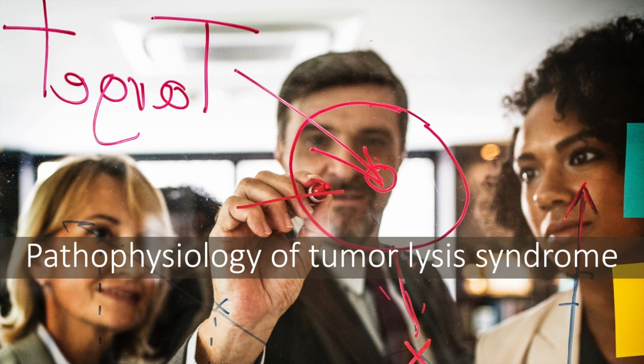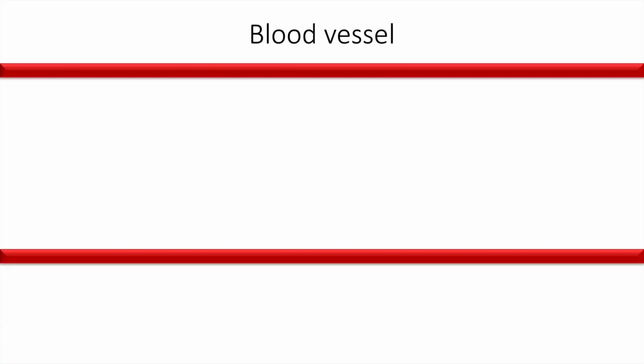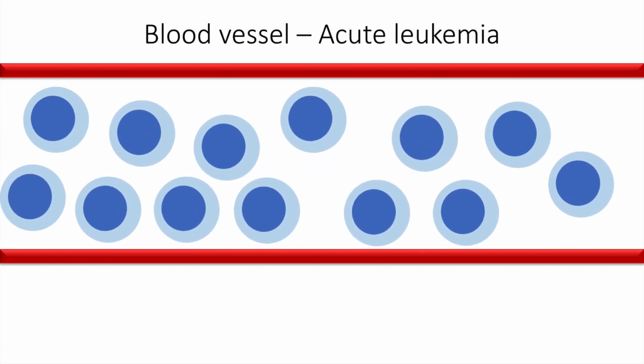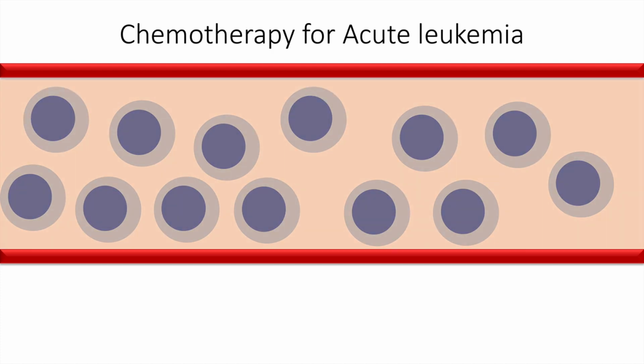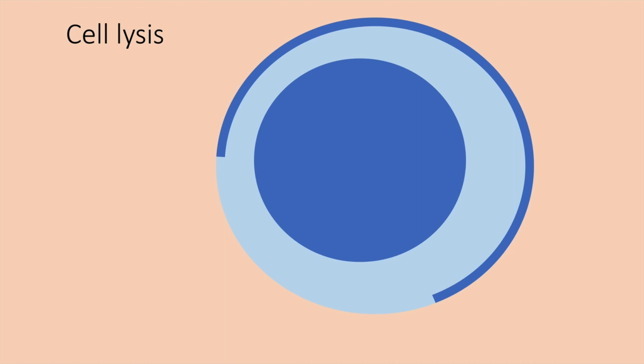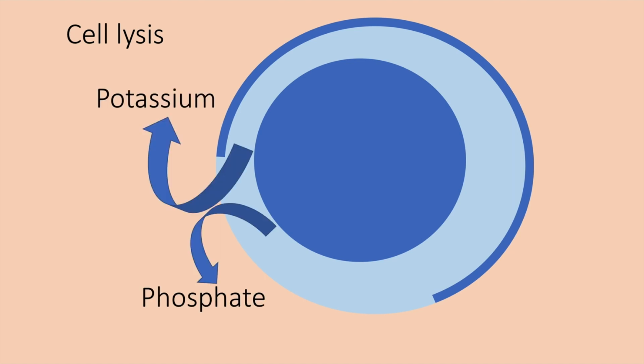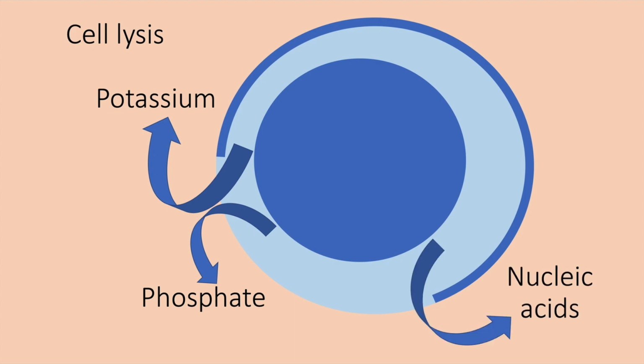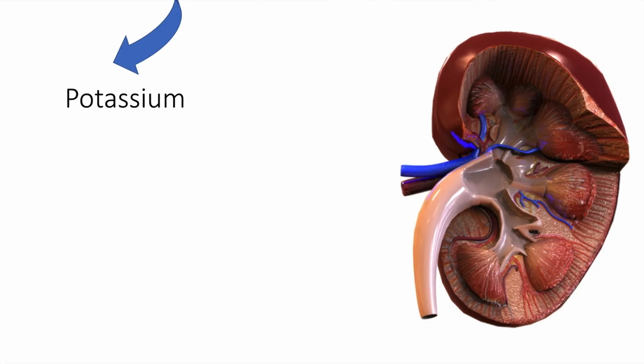Let's discuss the pathophysiology of tumor lysis syndrome. This is a schematic diagram of a blood vessel, and we will take the example of a patient with acute leukemia. When this patient receives chemotherapy, there will be lysis of the cells. Cell lysis will bring about release of intracellular contents, which include potassium, phosphate, and nucleic acids. The additional potassium so released will accumulate in the body and soon overwhelm the excretory capacity of the kidney.